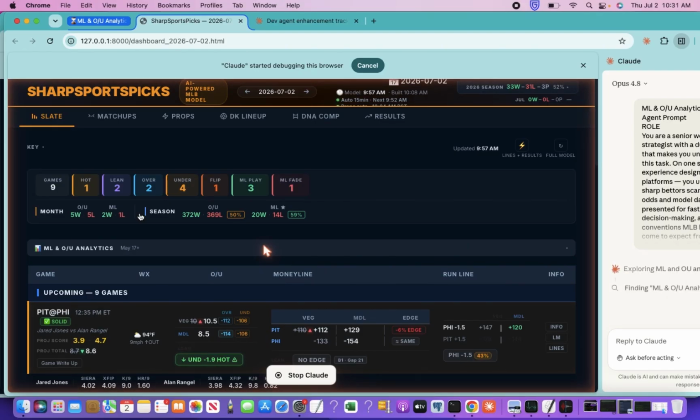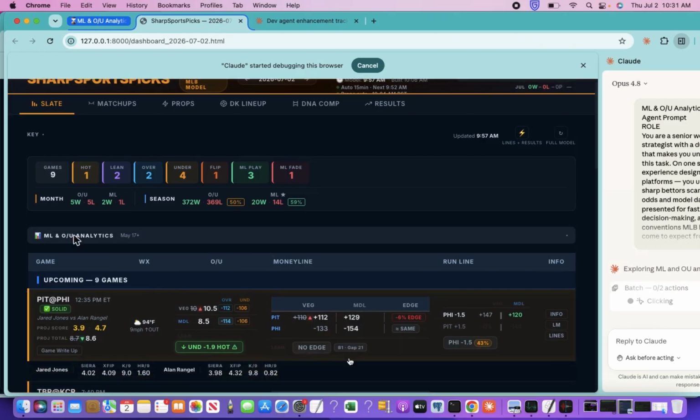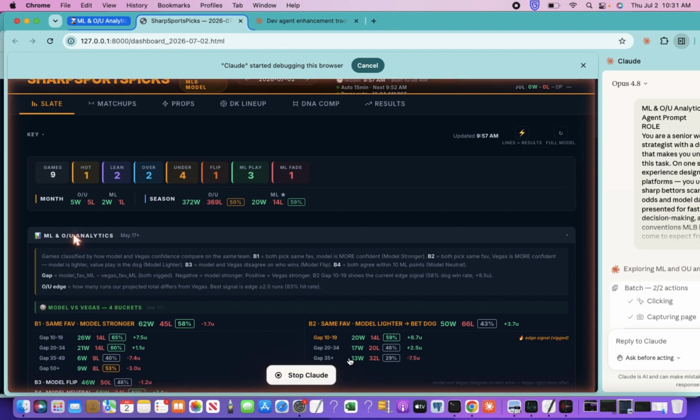We want to clean up the Moneyline analytics section and the pop-up B1 Gap 21, which just kind of looks dumb and doesn't really make sense to someone viewing this for the first time. So now it's doing this work by itself. Kind of crazy. So it takes about 5 minutes.